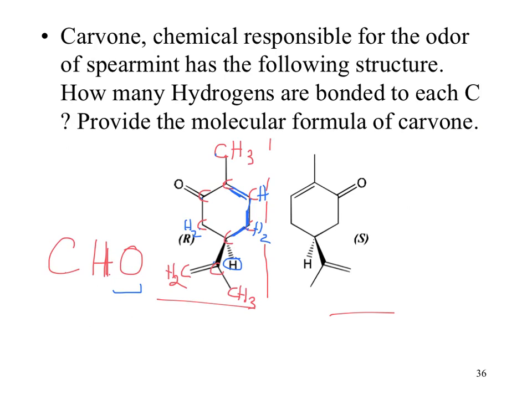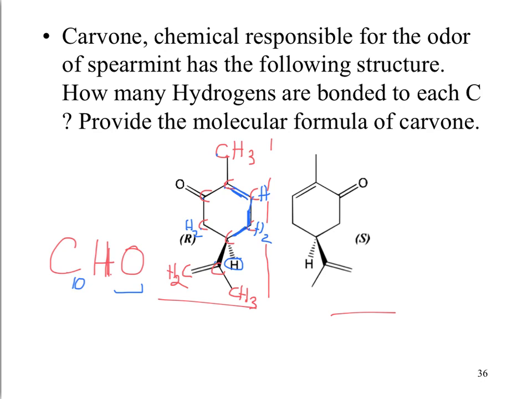We have 1, 2, 3, 4, 5, 6, 7, 8, 9, and 10 carbons. And now likewise, if you count the number of hydrogen atoms, that'll come out to be 14. So your molecular formula should be C10H14O. Okay, this is it for chapter 1. You should work on the problem set, explain your work as much as possible, and we'll go over chapter 2 now.